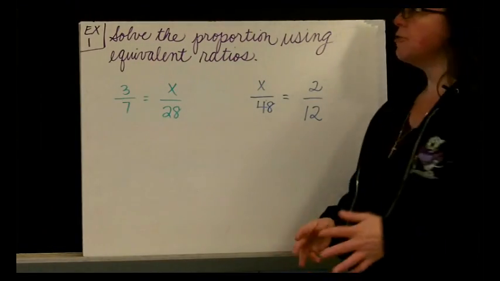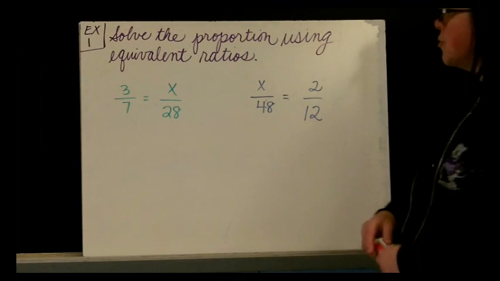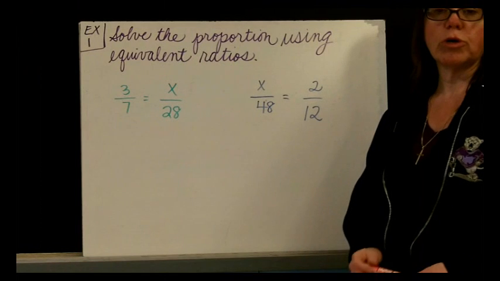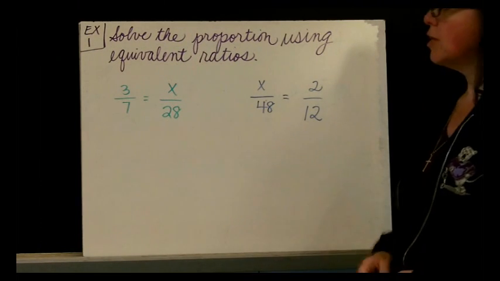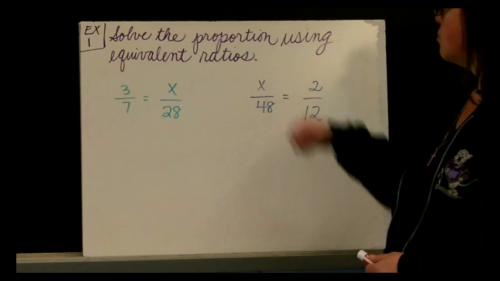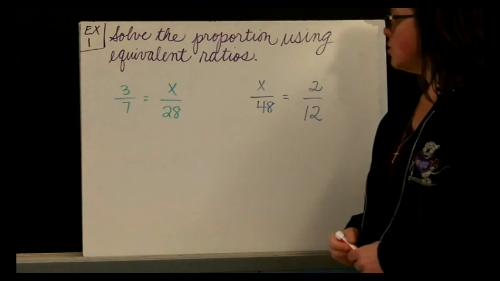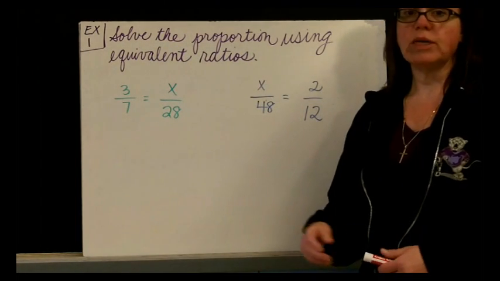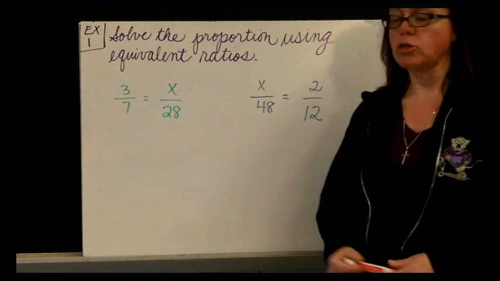Okay, so there are 3 different ways to solve proportions, and with each of our 3 examples, in order, we'll go through every way. Now, what's good is that 2 of them are familiar to you. Let's look at this first one. Solve a proportion using equivalent ratios. When you see that, what that means is we need to solve for x by making equivalent fractions.